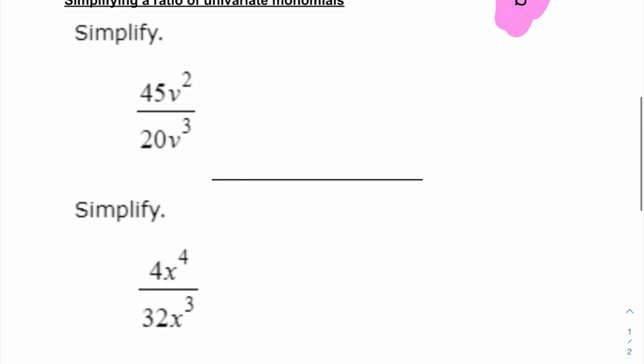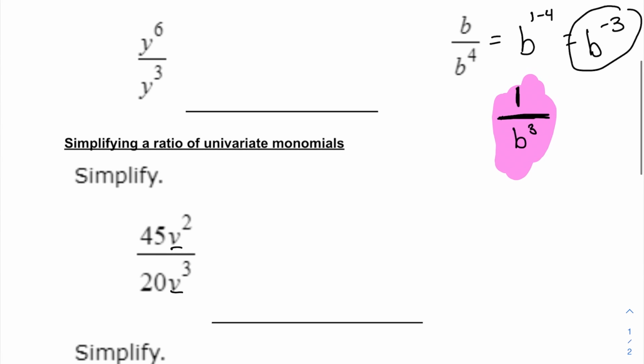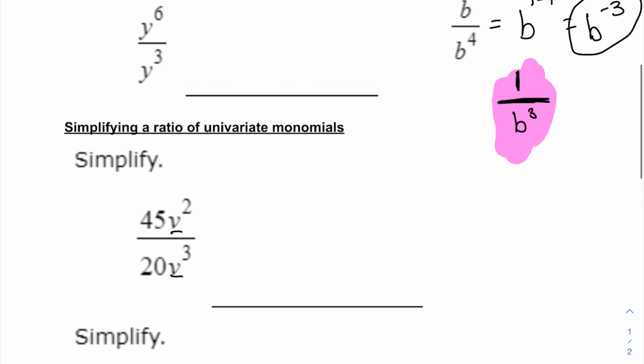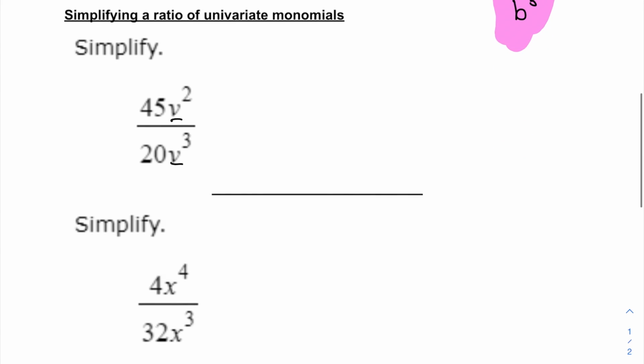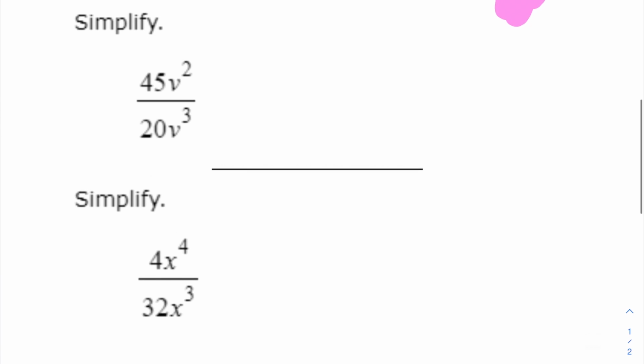Let's go to the next one. Simplifying a ratio of univariate monomials. Basically what that's saying is now we still have one variable, and we're just simplifying our ratios again. But this time, now we have numbers involved. And that's not something we can't handle. Basically, the question is this: what is 45 divided by 20? It's going to be another fraction. You can type it into your calculator. But I believe it's 9 over 4.